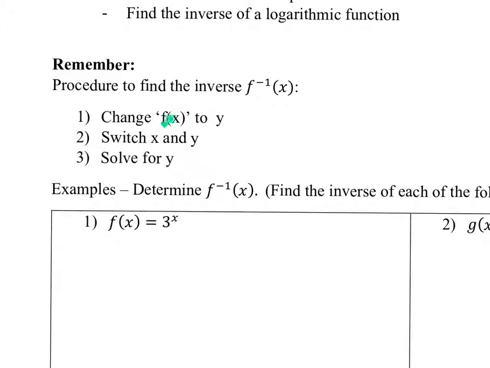Remember, we're going to change that f of x or g of x or whatever it turns out to be to y. Switch x and y, and then you've got to solve for y. So that's the fun part. That's the one where the logs and the exponentials are going to be crossing over.